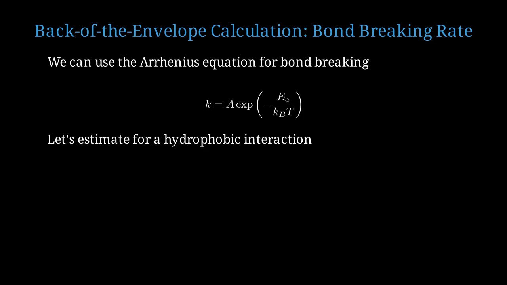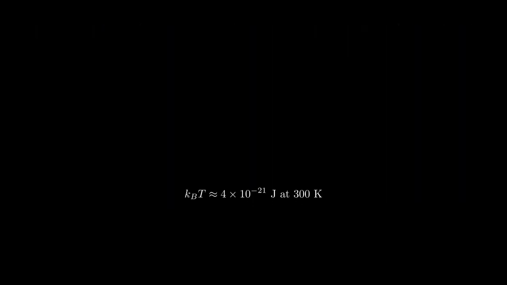which is about 5 times 10 to the negative 21 joules per bond. E_A approximately equals 5 times 10 to the negative 21 joules. At room temperature, 300 Kelvin, k_B T is about 4 times 10 to the negative 21 joules.